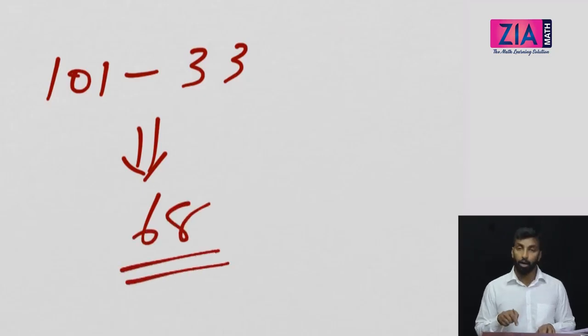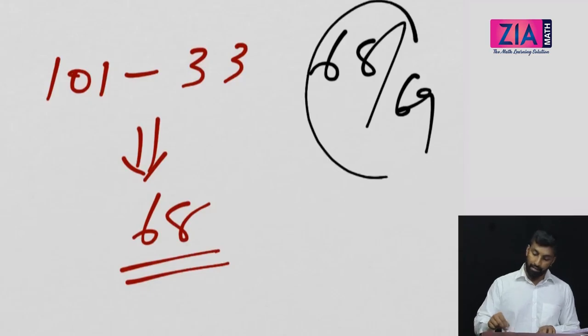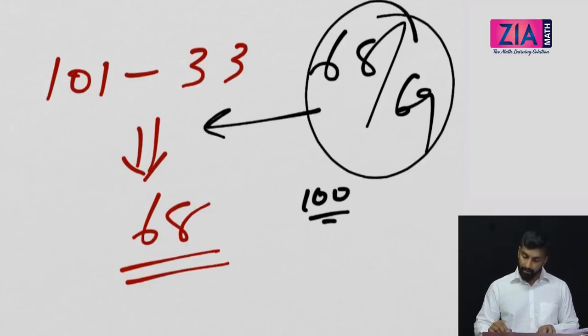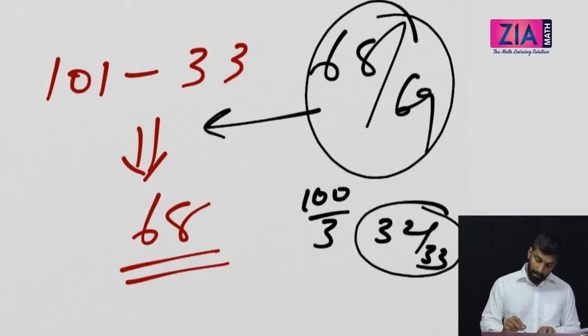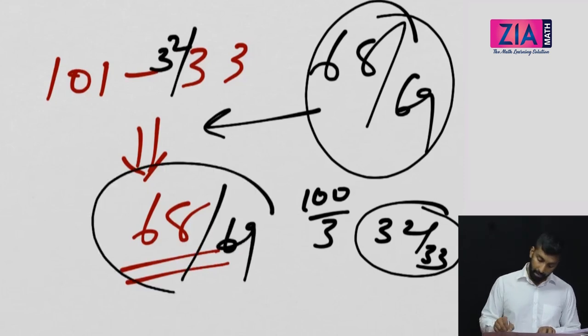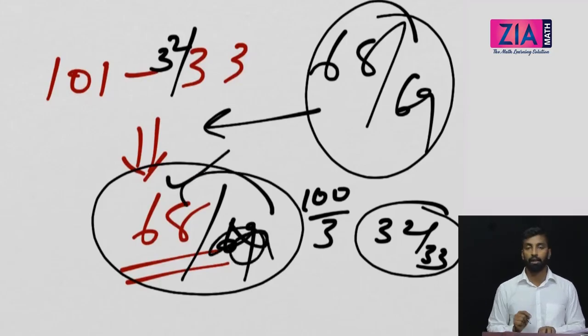So here in your options there is no 68 and 69 together. If you have 68 and 69, you need to do this calculation. Otherwise, you know 100 divided by 3 is either 32 or 33, right? So what are the possibilities? 101 minus 32 or 33, so it's either 68 or 69. If both are there in your options, do it manually. Most probably they will give you only one option.